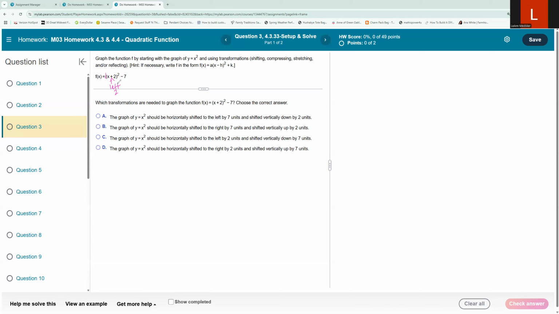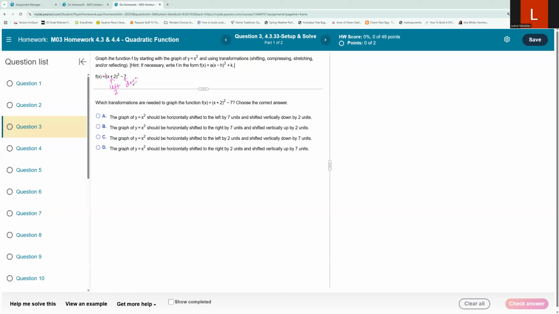Now, if you have a k at the end, that is after it's been squared, so it's after all of this has happened. That is going to be shifting up or down, and it is exactly what you see. A plus will make you go up the y-axis, and a minus will make you go down. So ours is actually going to be down 7.